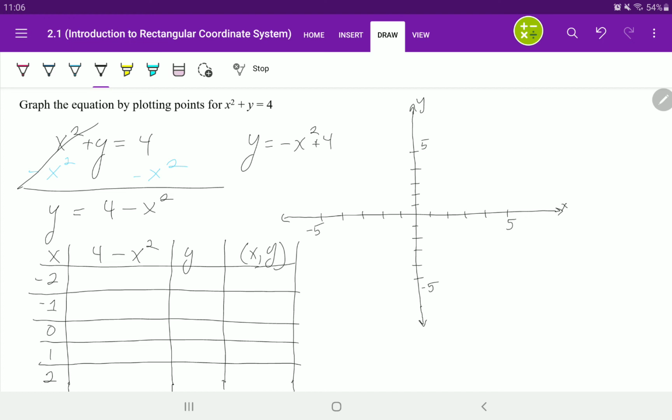Now, we're going to plug in negative 2 into this equation. So 4 minus negative 2 squared. Well, negative 2 squared, the quantity of negative 2, is positive 4. So we have 4 minus 4, and 4 minus 4 is 0. X is negative 2, y is 0, the coordinate of negative 2, comma 0. We can plot that. Negative 2, move 2 units to the left. Y is 0, it goes right here.